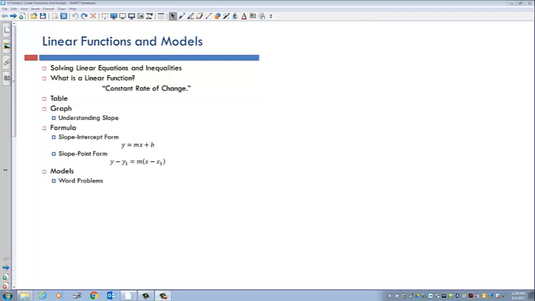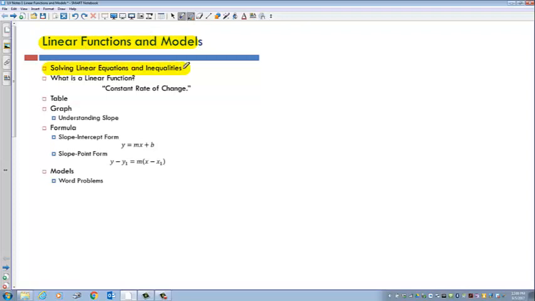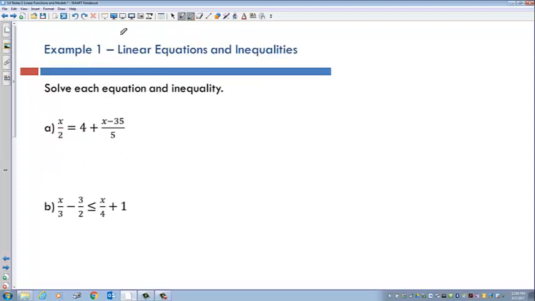So we're going to move on to talking about particular types of functions. And so today we'll look at linear functions and models. And we're going to start each section the same way. We're going to start by just simply solving some equations and inequalities. And in this case, linear equations and inequalities. So let's take a look at the first example, because this should be review for most people.